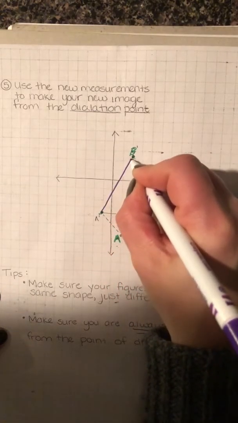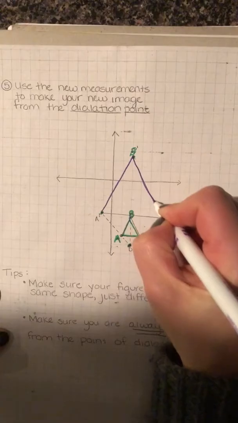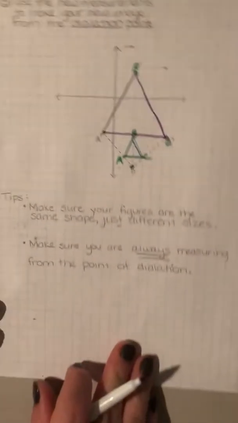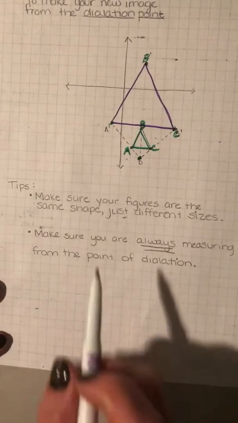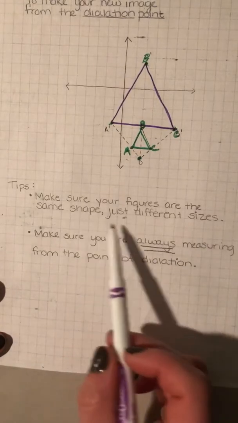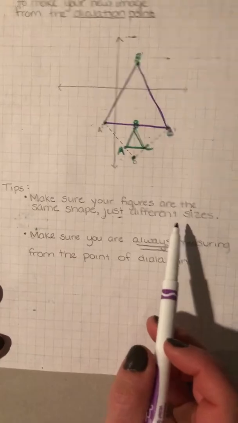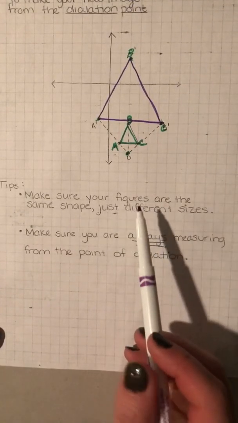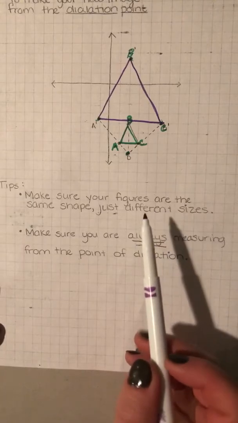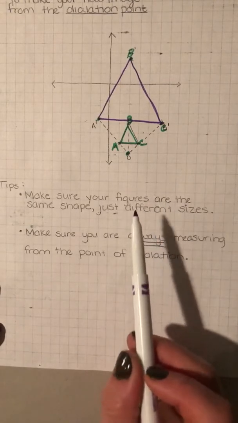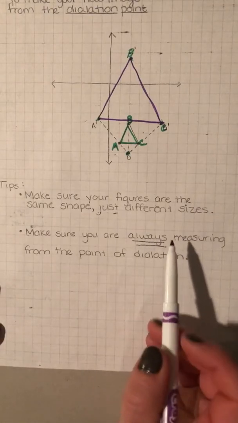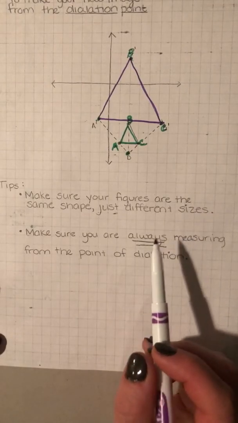triangle A prime, B prime, and C prime. And some tips are to make sure your figures are the same shape, just different sizes. If for some reason you end up with a different shape, you know you have to go back and figure it out, because when you dilate something, the size changes, but the shape does not. So all your angles are actually going to be exactly the same, and your sides are going to be proportional.